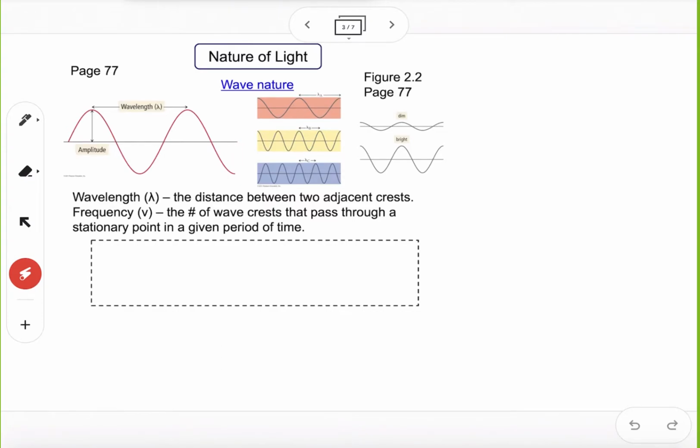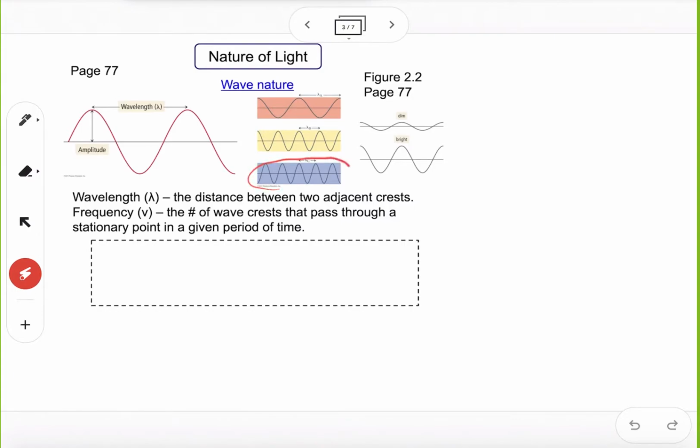Frequency is defined as the number of wave crests that pass through a stationary point in a given period of time. You can see from this picture you have three boxes. The red box here has two crests: one full crest here, one half and one half, so in total there are two crests. And in this yellow window, you have three full crests, one half, second half crests, so you have a total of four crests.